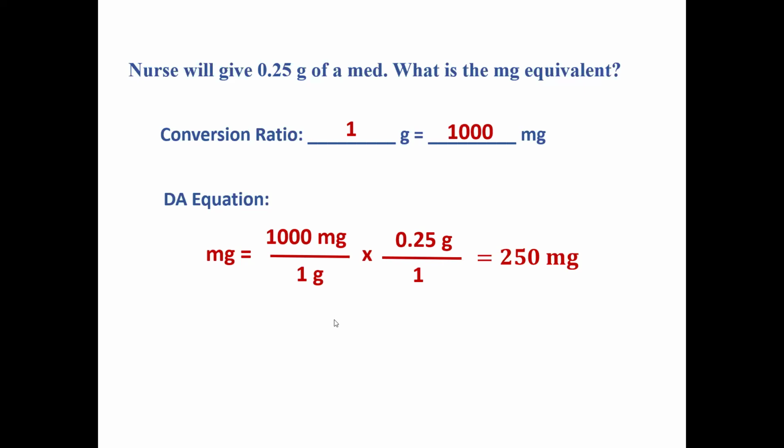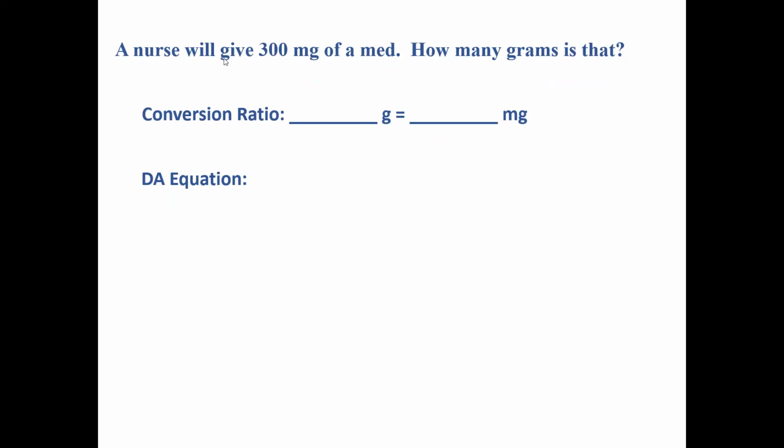Now, this next problem is backwards. Sliding to the next problem, we've got a nurse that's going to give 300 milligrams of a medicine, and how many grams is that going to be? We're still using that same conversion ratio, right? We're still converting milligrams to grams, grams to milligrams. So it's the same conversion, but the setup's going to be different now because our desired answer is how many grams this is. If we're going to start with grams, we have to line this up so the grams is on top. Our conversion ratio says 1 gram is 1,000 milligrams, so we're going to put 1 gram on top of the 1,000 milligrams.